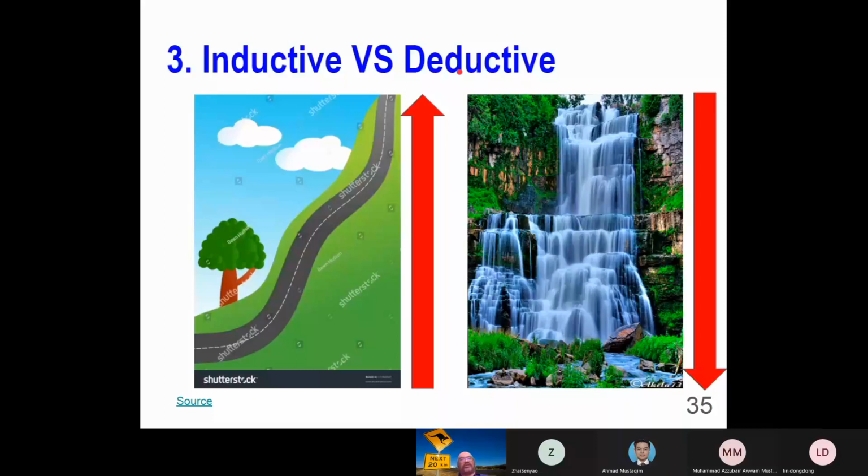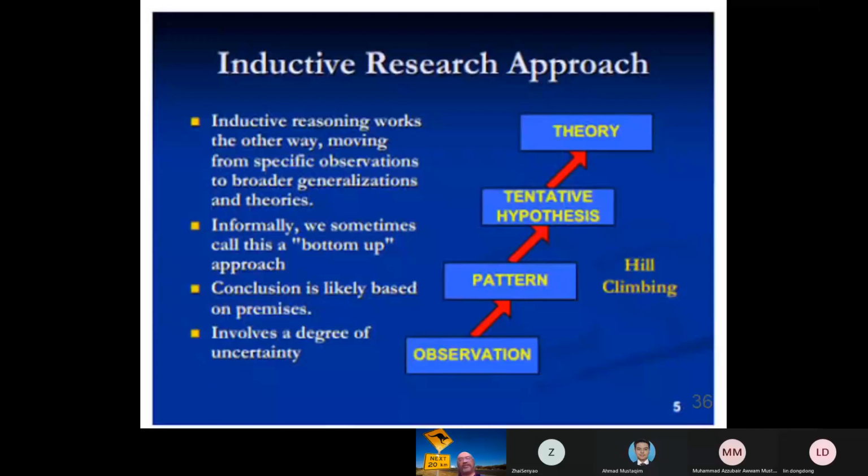Let us go to the next slide. This is hill climbing. As you can see from the left, there is a picture, a road leading to the top of the hill. This is the road to the top of the hill, and this is what we call inductive. Inductive is the qualitative one. So the way you do your research is from the bottom, and you go up until the top of the hill.